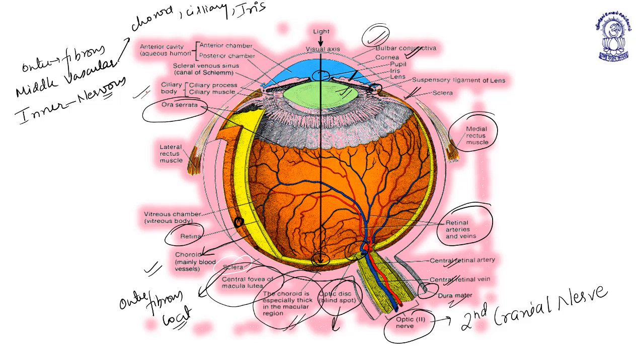This is the ciliary body, which has mainly two parts: the ciliary process, which secretes the aqueous humor, and these are the ciliary muscles. Then comes the sclera, the canal of Schlemm, and then the anterior chamber and the posterior chamber.